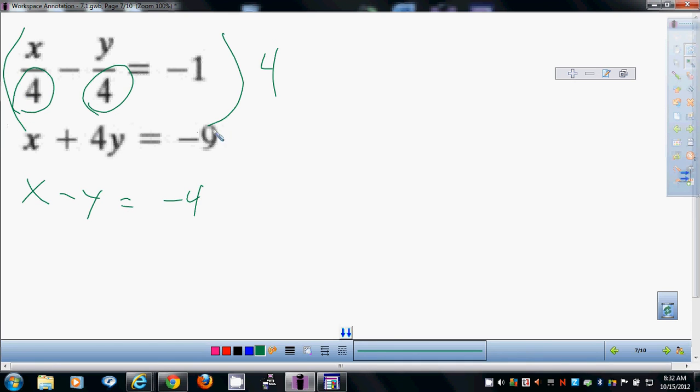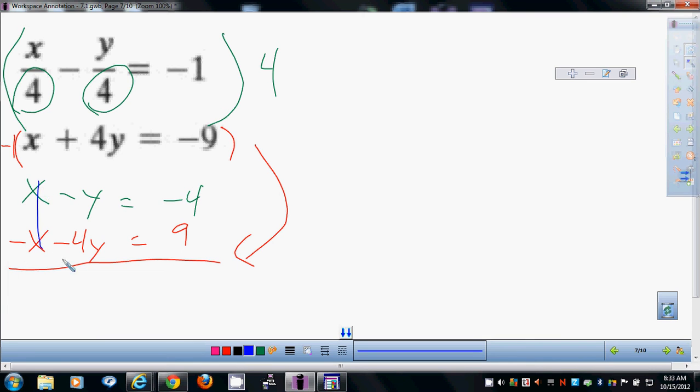Now, I'm looking at this system. What's something I could multiply one of those rows by so that something will cancel? Anybody? I could multiply one of them by negative 1 and the x's would cancel. I could multiply this one by 4 and the y's would cancel, but I heard negative 1 first, so that's what we'll do. Top or bottom? Top. Multiply negative 1 by the top one. I'll write that down there. And you get negative x minus 4y equals 9. Now we can do the addition method. Cancel. Negative 5y, 5. So y equals negative 1.